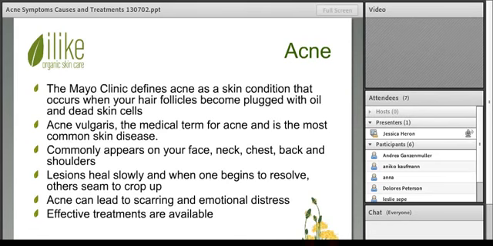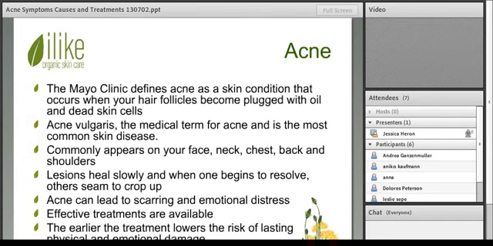Effective treatments are available. There is no cure for acne, at all. We know some of the causes, but we don't really know exactly why acne occurs. We do know what can trigger the condition and what makes it worse. And there are effective treatments available either through dermatologists, professional doctors, physicians, and also through aesthetics, so seeking out professional estheticians to help treat the condition. And of course, a plethora of different products are out there on the market today that will address those issues as well. But earlier treatment will lower the risk of lasting physical and emotional damage.